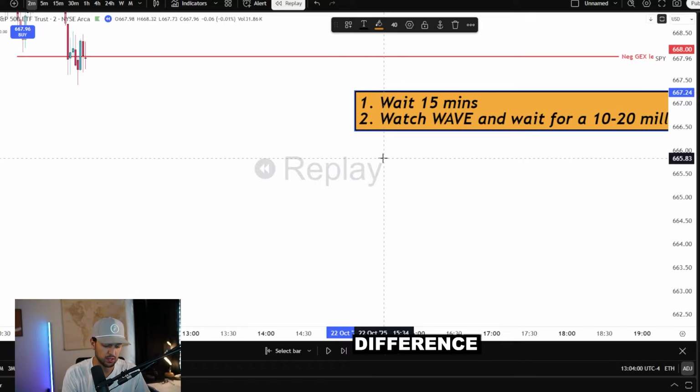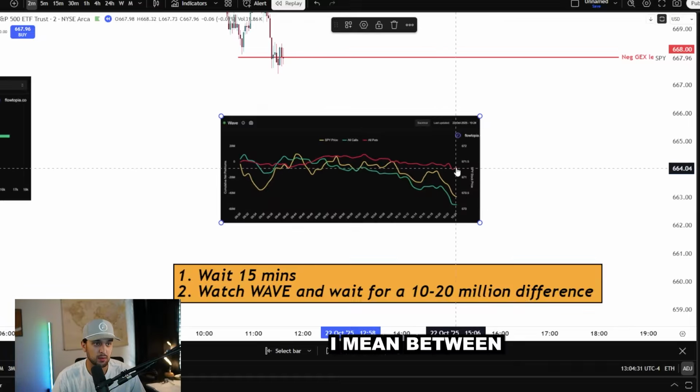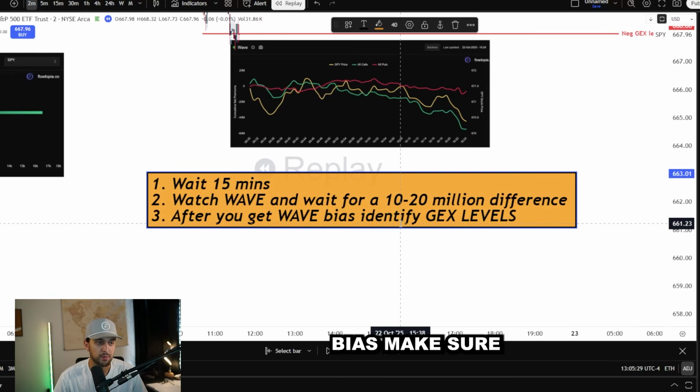The second thing you're going to do, watch Wave and wait for a $10 to $20 million difference. And when I mean a difference, I mean between calls and puts. You can see that puts was trading around probably like negative 8 million at the time, and calls were trading around almost negative 6 million. So that is a large difference between calls and puts. So after you get the Wave bias, make sure you identify the GEX levels.